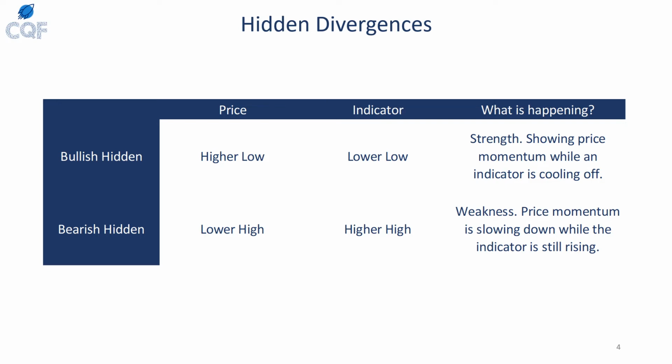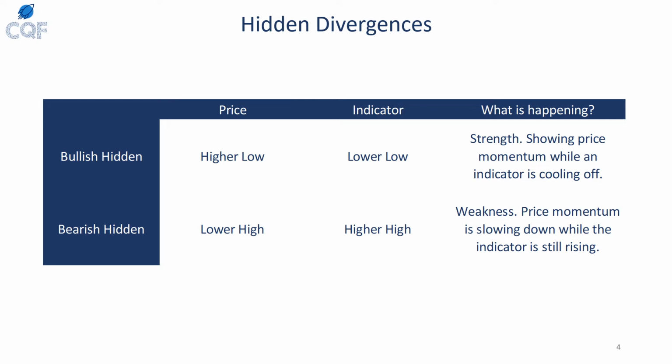So the price is continuing to go up and the indicator is cooling off. Think about, let's use an example like RSI. This means price is going up, but the crypto or the stock, whatever it is, is actually not getting close to being overbought, which is a good sign that momentum may continue.